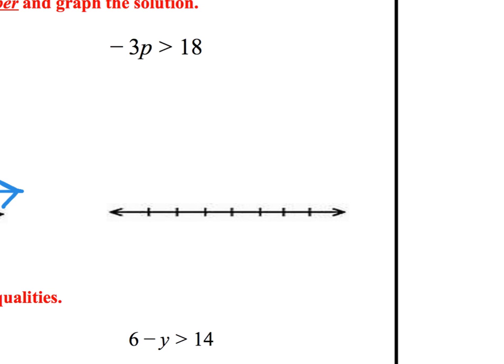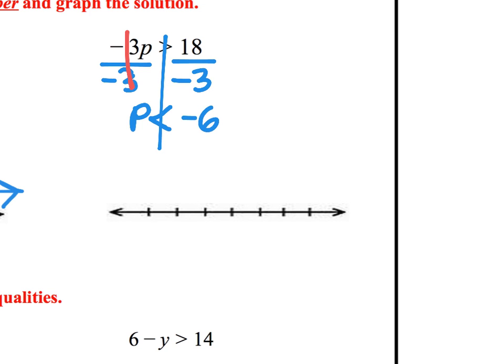Jacqueline, right now it's multiplying by -3, so how do I get P by itself? Okay, so divide by -3. So P is, what do I need to do? Flip the sign. P is less than now -6 because we divided by a negative.